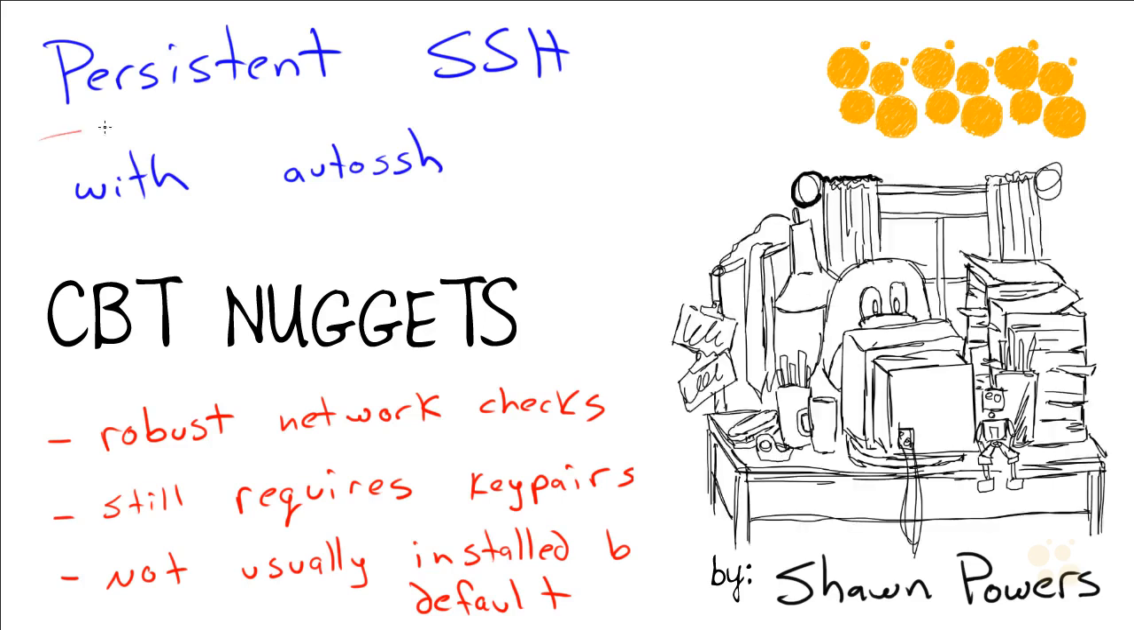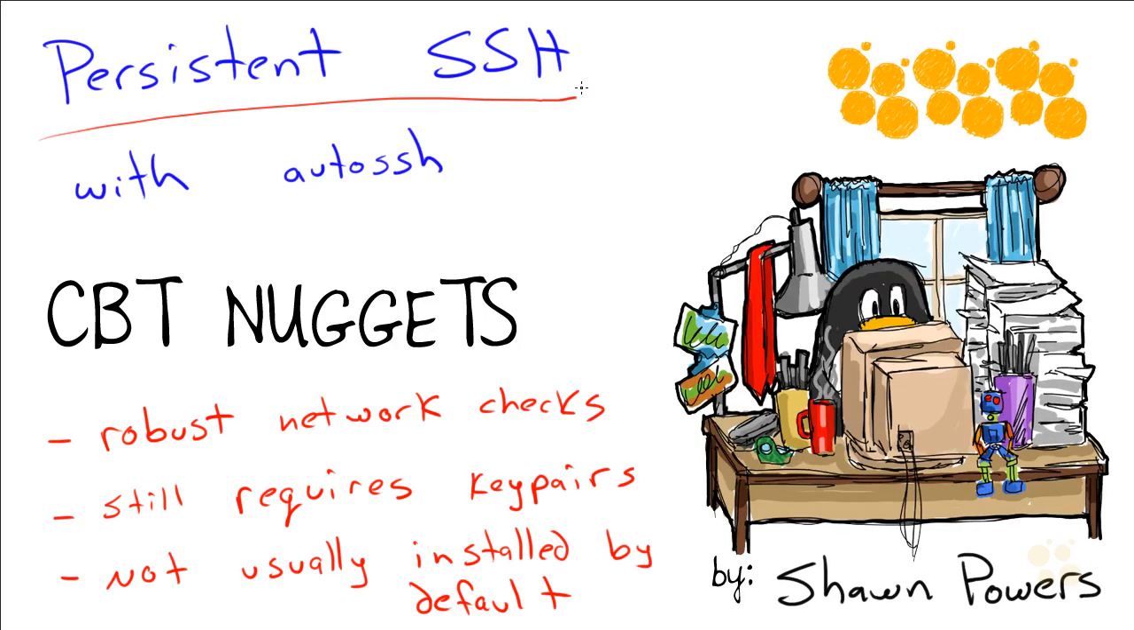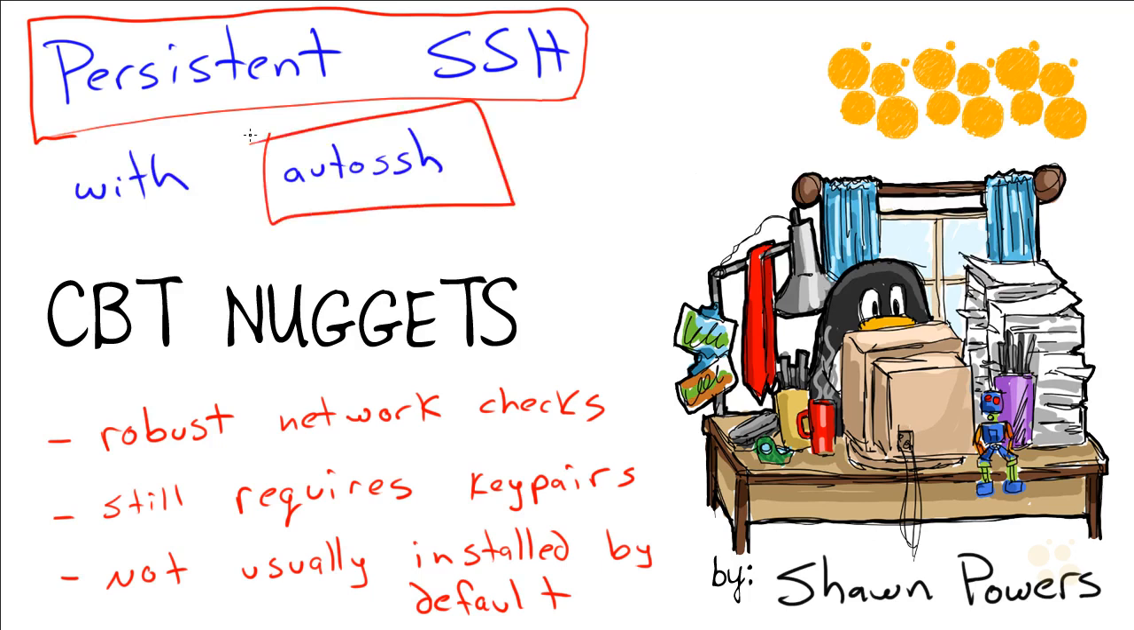Setting up a persistent SSH tunnel is really fairly simple. You can put it in a repeating loop. However, one of the best ways to make sure that it stays connected and stays persistent is with a third-party program called autossh. What's great about autossh is it has robust network checks.